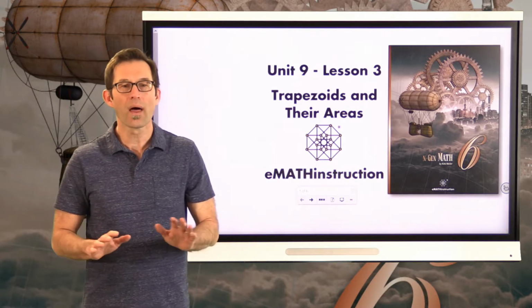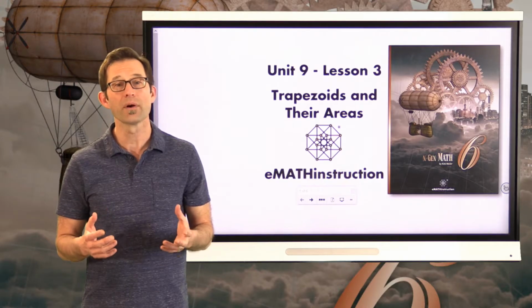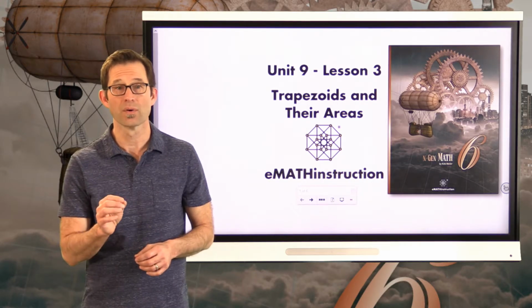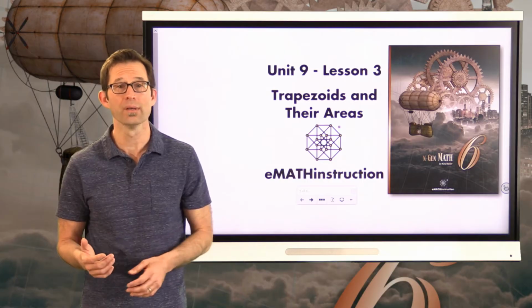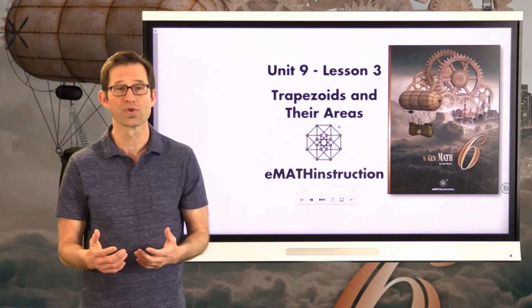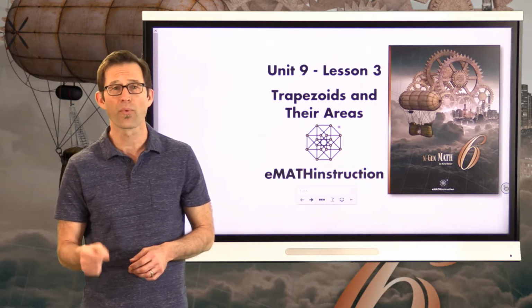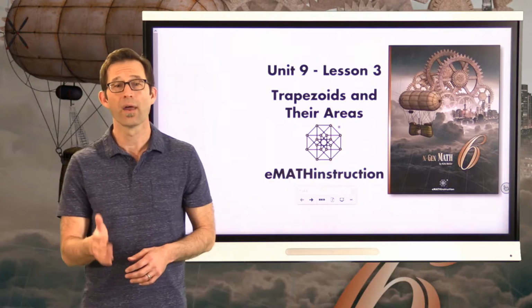Today we're going to be doing Unit 9, Lesson 3 on trapezoids and their areas. There are a lot of figures in geometry that are important, and one of the very important ones is what's known as a trapezoid. We're going to talk about what a trapezoid is, identify some trapezoids given a bunch of different pictures, and then talk about how we can find their areas by breaking them into rectangles and right triangles.